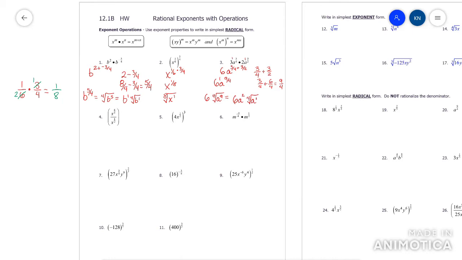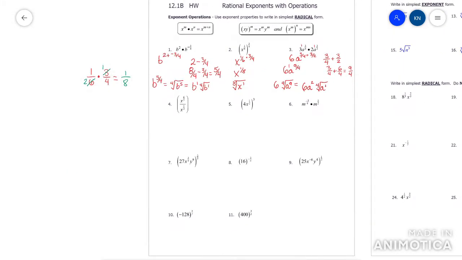All right, now when we get to the dividing ones, like number 4, instead of adding these exponents, you're subtracting them. So it's really like x to the 6/5 minus 1/2. So you have 6/5 minus 1/2. Your common denominator there is going to be 10.